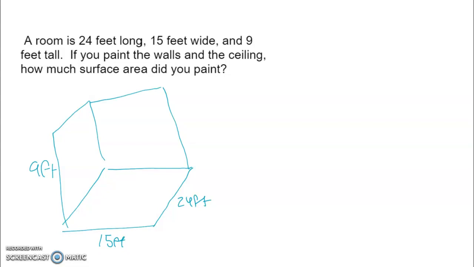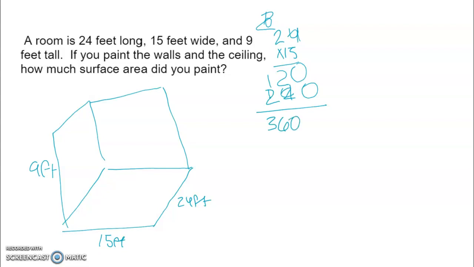So looking at the ceiling, it is going to be the same as the floor, which is 15 by 24. So we're going to have 24 times 15. 4 times 5 is 20. Carry the 2. 2 times 5 is 10, plus the 2 is 12. I was multiplying by 15 instead of just by 5. Placeholder 0. That's a 4 and that's a 2. And I have 360 feet squared. That's going to be the ceiling.